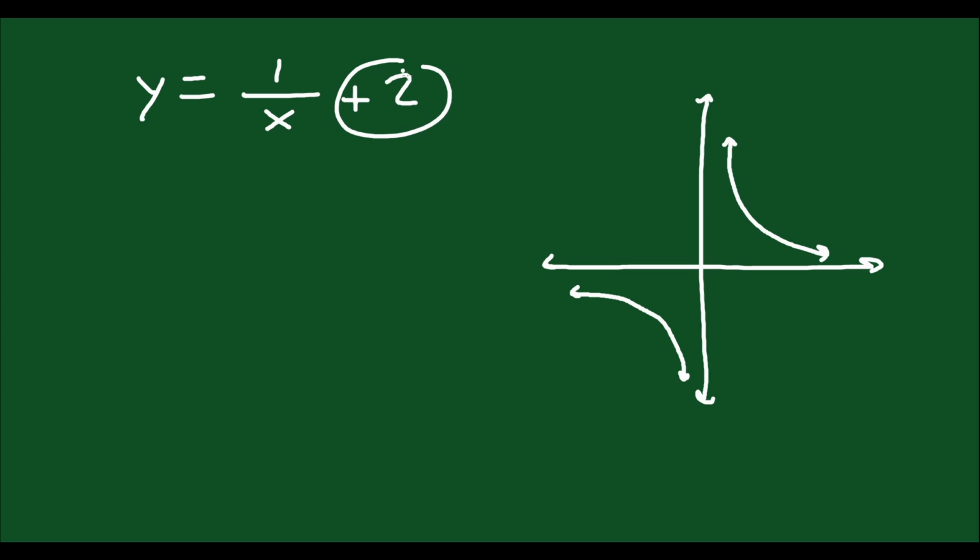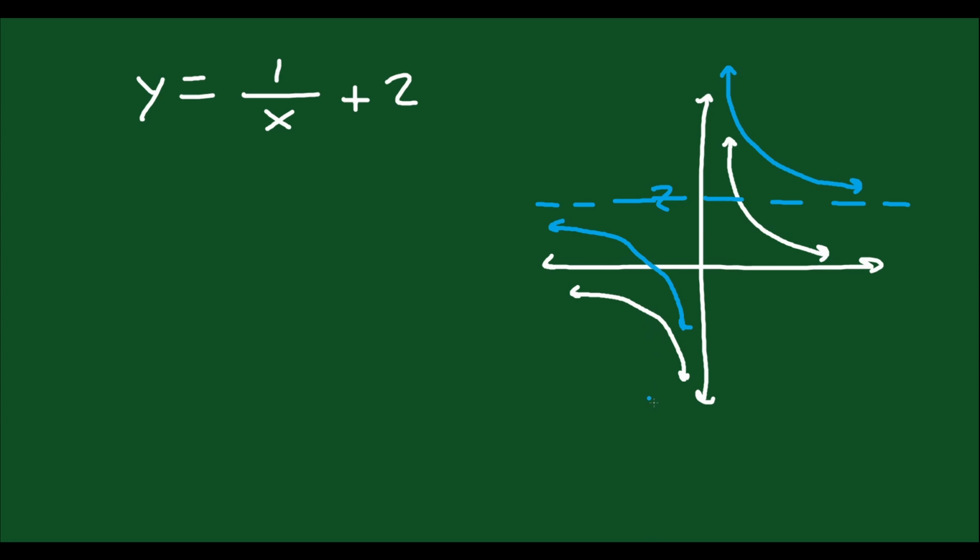This plus 2, because it's on the end of the function, it's on the outside, everything moves up 2. And that includes your horizontal asymptote. So that's going to be up here at 2. And so your new function looks like this. You have a curve up here, so that moves up 2. You have a curve here. This one moved up 2. So this blue one would be y equals 1 over x plus 2.